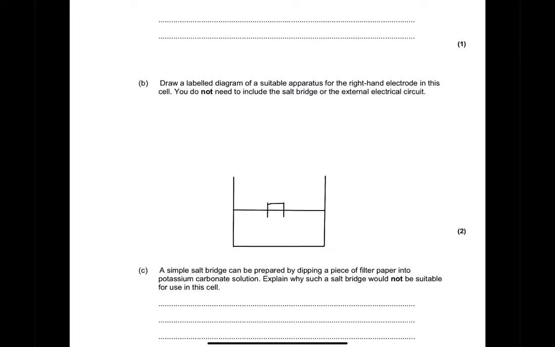This would be our platinum electrode. Let's colour it in just to show that it's an electrode. It's not see-through. Platinum is definitely not see-through. This is a 2-mark question, so you want to try and spend 2 minutes on this. So that's coloured in enough.